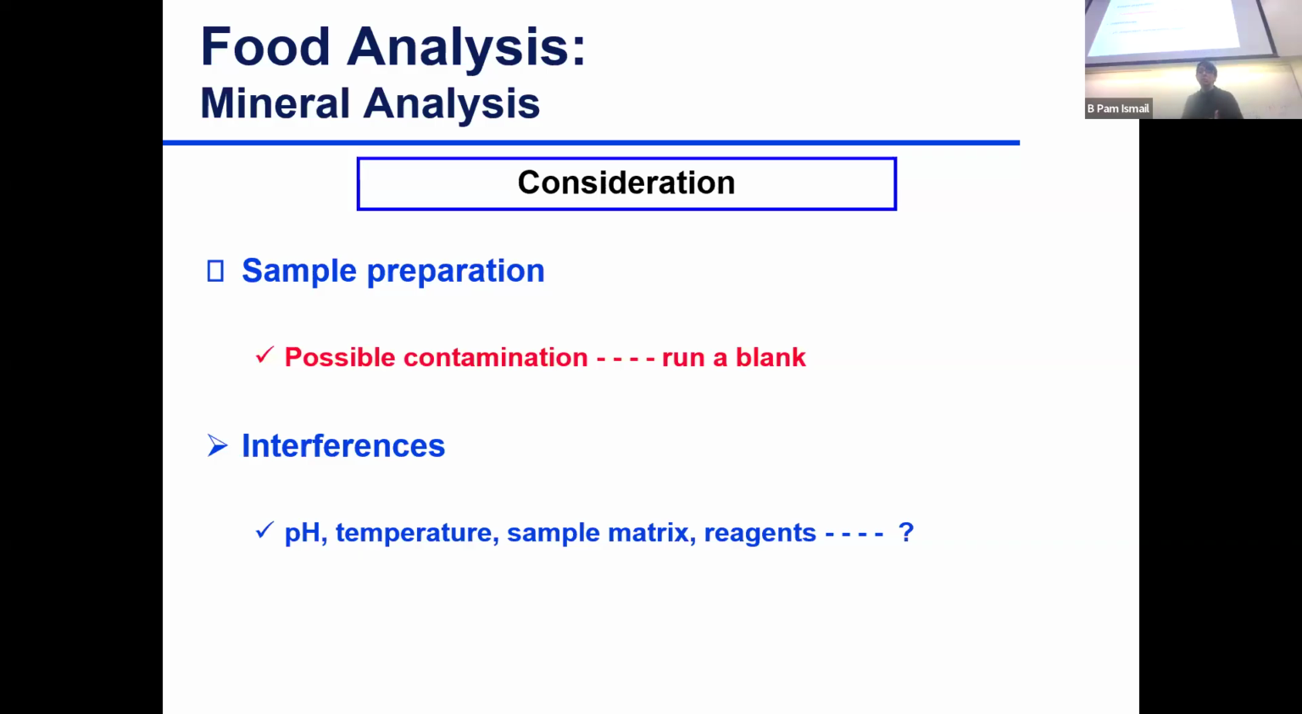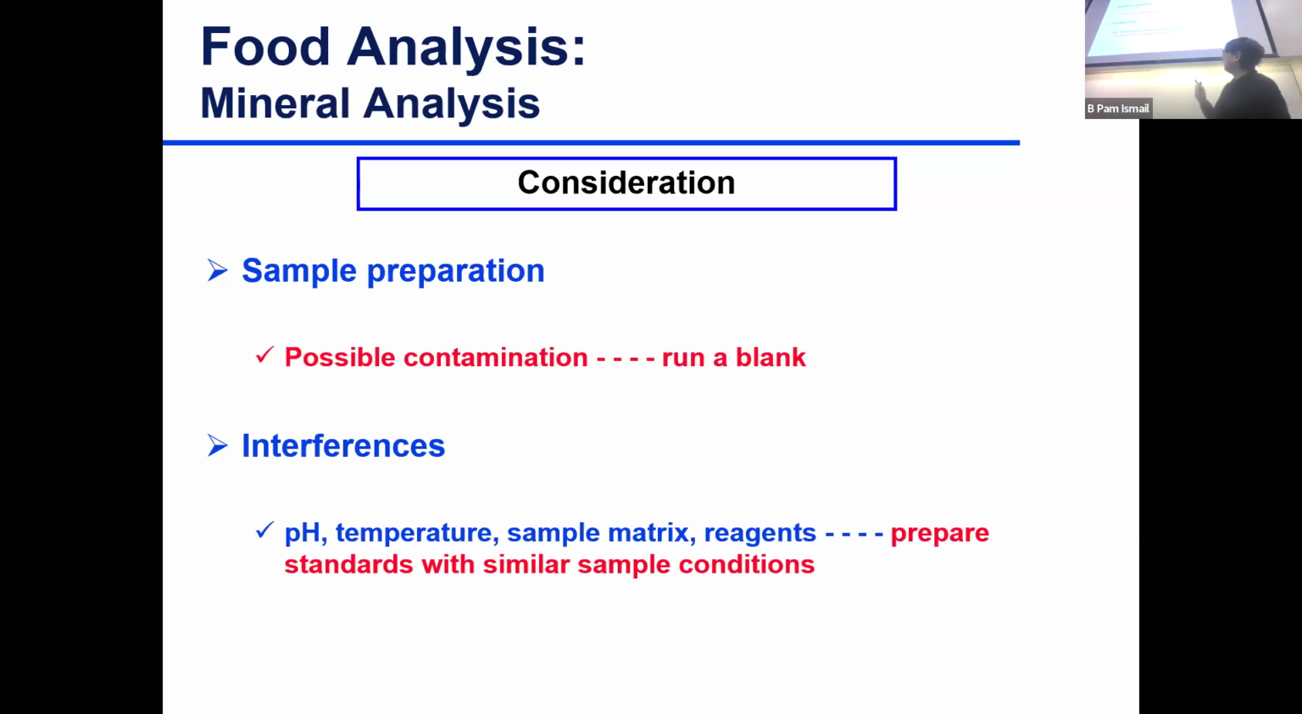Okay, interferences. So sometimes your minerals become ionized depending on the pH and temperature. Sometimes if you're doing colorimetry, there will be interfering substances. And then reagents might carry contaminants. So what we do is we always prepare standards and a blank, and we prepare the standards the same way we prepare our samples. So these are different ways we really need to consider as we prepare samples for mineral analysis.